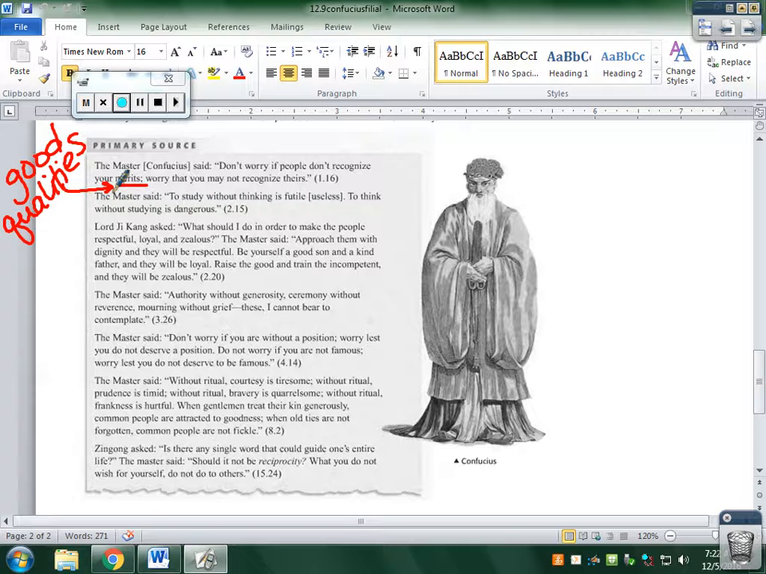Lord Ji Kong asked, what should I do in order to make the people respectful, loyal, and zealous? Zealous means excited. The master said, approach them with dignity, and they will be respectful. Be yourself a good son and a kind father, and they will be loyal. Raise the good and train the incompetent, and they will be zealous. Incompetent is a word that means people that don't quite understand how to do something. So here what he's saying is basically be a good role model. So show people how you want them to behave, educate them on the right way to do things, and they will.